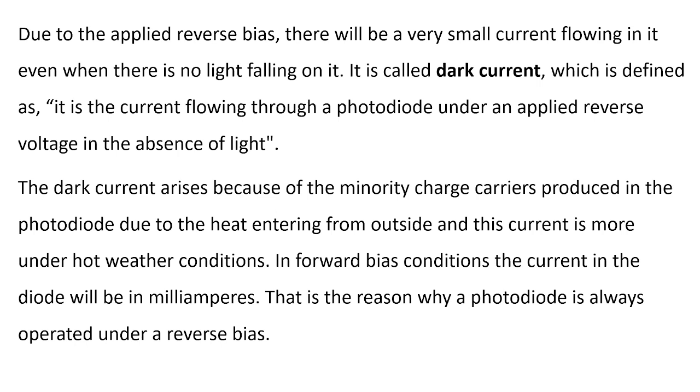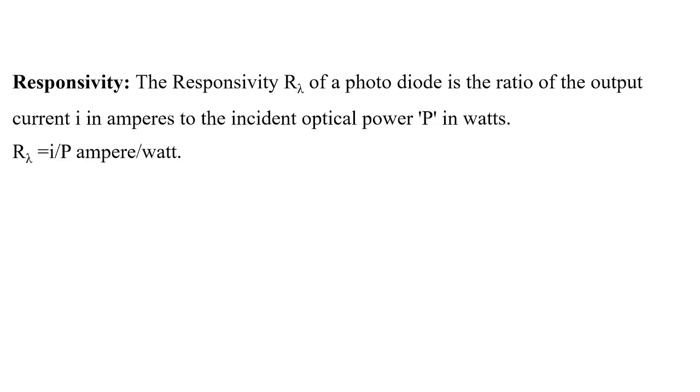In forward bias conditions, the current in the diode will be in milliamperes. So that is the reason why photodiode is always operated under reverse bias, because in forward bias condition we will get the current only in a small quantity in milliamperes.